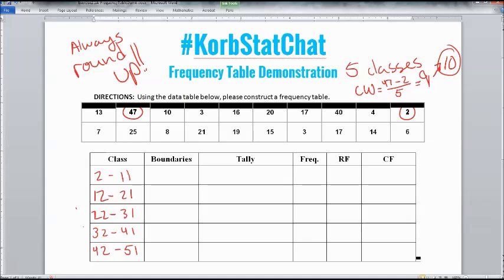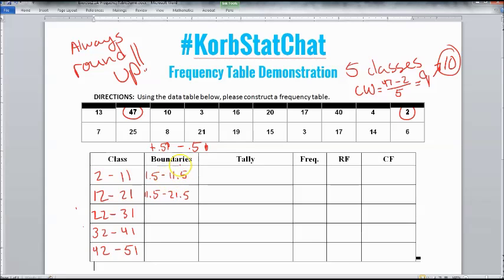Okay, for histograms, we need our frequency bars to be touching, so we have a histogram. So our boundaries are just going to be plus 0.5 to the upper bound, and then minus 0.5 to the lower bound. I wrote this backwards a little bit, but we're going to add 0.5 to our upper bound and subtract 0.5 from our lower bound, so we're going to end up with a boundary of 1.5 to 11.5. Okay, and then we do the same thing with the next one, 11.5 to 21.5.